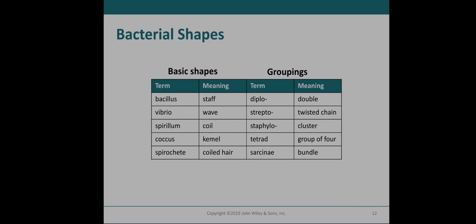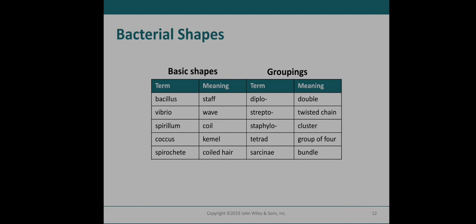So elongated bacteria. We have the Vibrio, or wave-like; basically, they are the curved ones. Spirillum, they are the coiled. The coccus, or kernel, they are the circular bacteria. And then the spirochete, similar to a spirillum but much kinkier. The texture is similar to very, very coiled, curly hair.